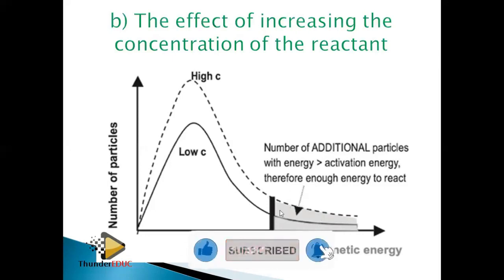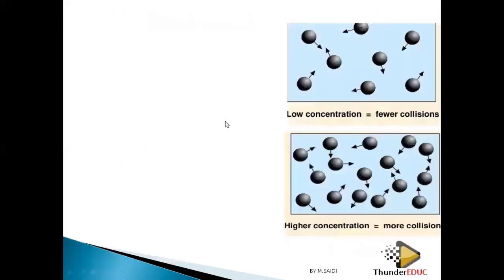So this one shows this line from here to here. It shows how many particles have been added when you increase the concentration from this point to this point. So this graph shows what is being added when the reacting particles have been increased.